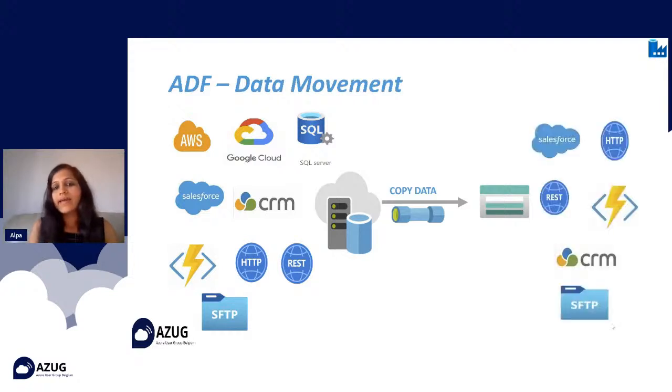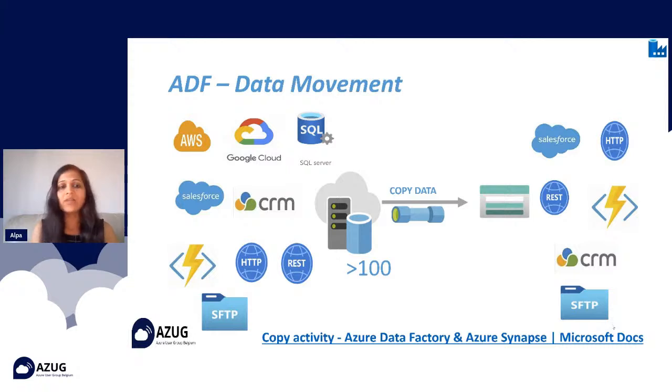There are more than 100 data sources available in Azure Data Factory, and based on that you can move your data from one source to another. Here I'm providing a link which helps you know which data source you can use as a sink, as a source, or both, because not all 100 data sources can be used on both sides. Either you can use it as a source or as a sink. You can get more information on that link. So this is data movement.